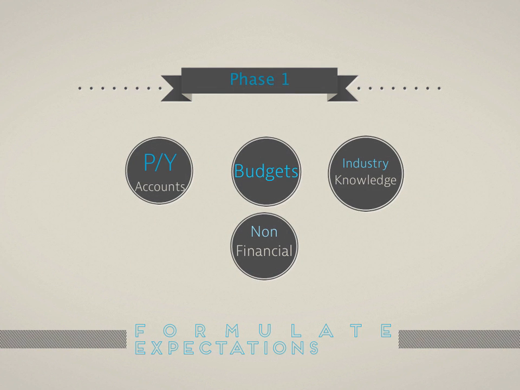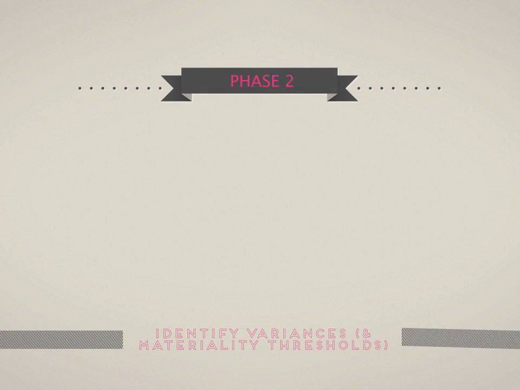So in a bit more detail, you're going to formulate expectations. That can come from the previous year's accounts, from budgets, from your knowledge of the industry. If the industry is doing well, you would expect the company's revenue to go higher, and any non-financial things like more competition has come into the market, or you've got a new CEO or something like that, or you've had a big advertising campaign. So that's how we'll get our expectations.